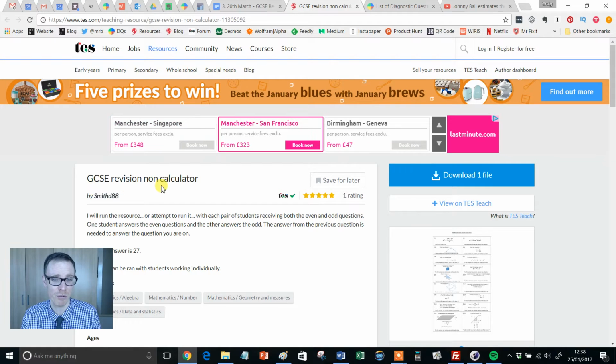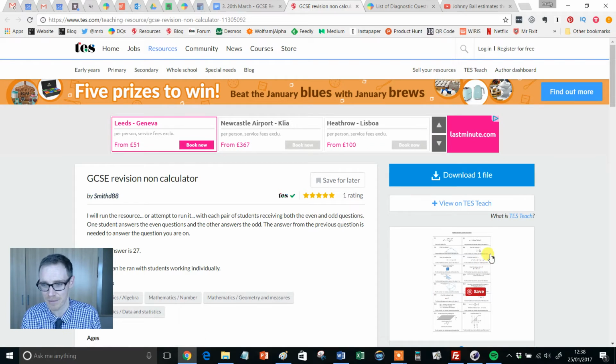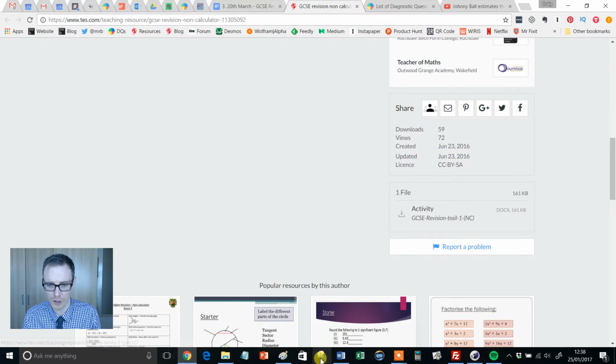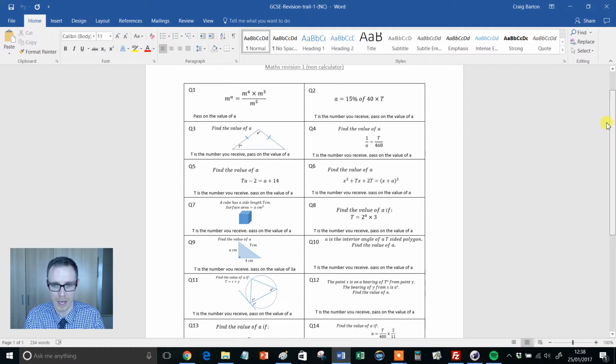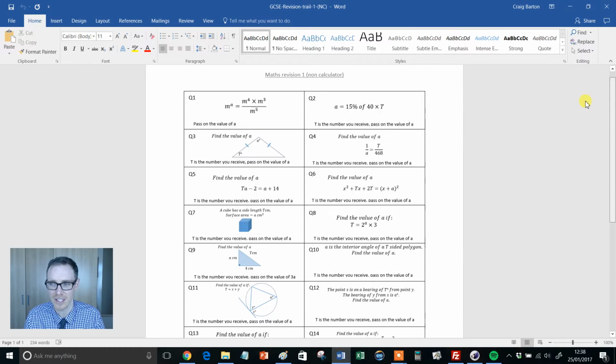Because here it is, GCSE Revision Non-Calculator, which has been kindly created by Smith D88. Now it's just a Word document, a single Word document, and it looks like this. So we'll just do a little drive-by, having a look at all of it. There you go, 18 questions.